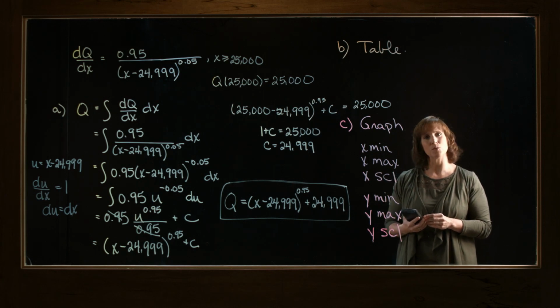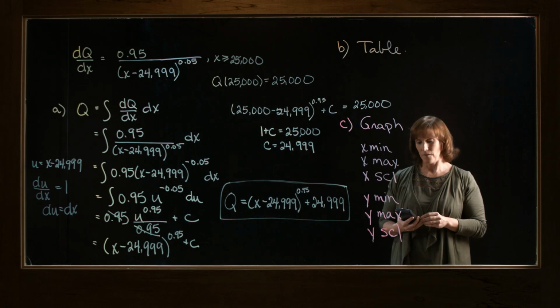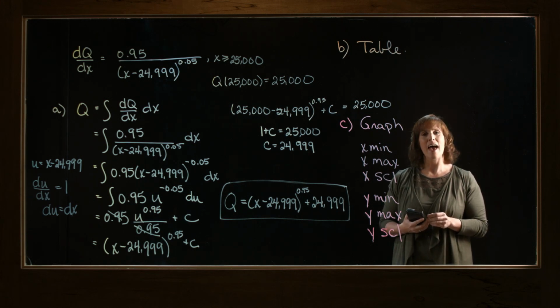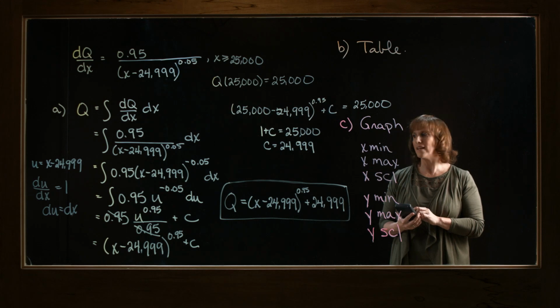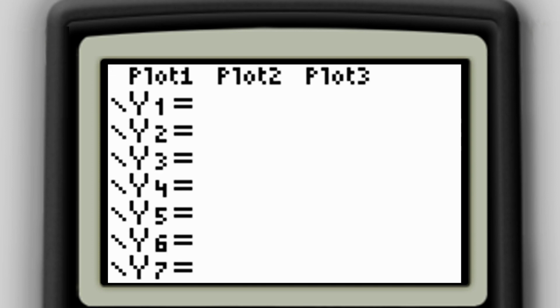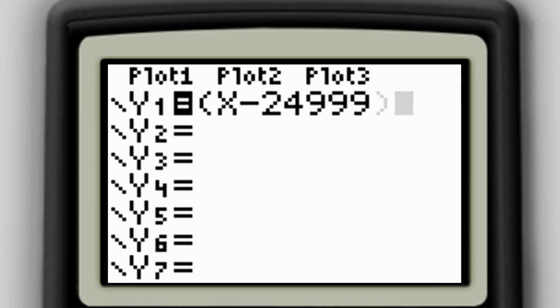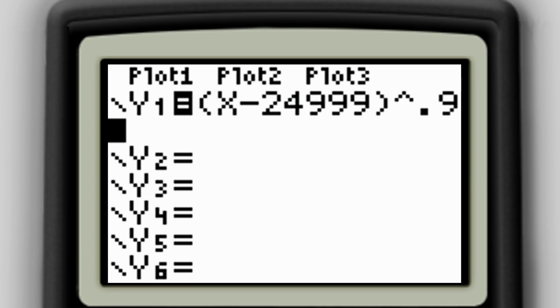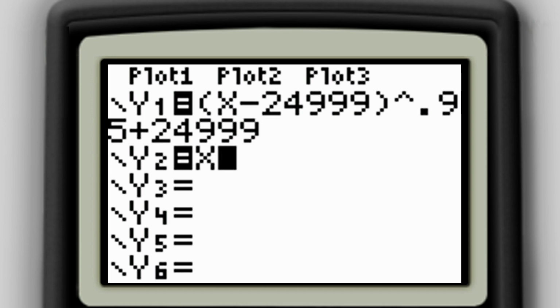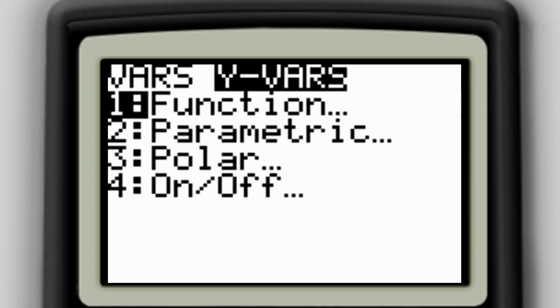So we're going to take a look at the case where your income is $25,000, $50,000, $100,000, and $150,000. So I'm going to go ahead and use my graphing utility to enter in my function Q, which will give me the income that I'm consuming for those necessary items. So I enter that into my calculator. I've got x minus 24,999 raised to the 0.95 plus 24,999. Then I can also enter x, which is my income, minus this value. So I'll enter x minus my function that I just entered.